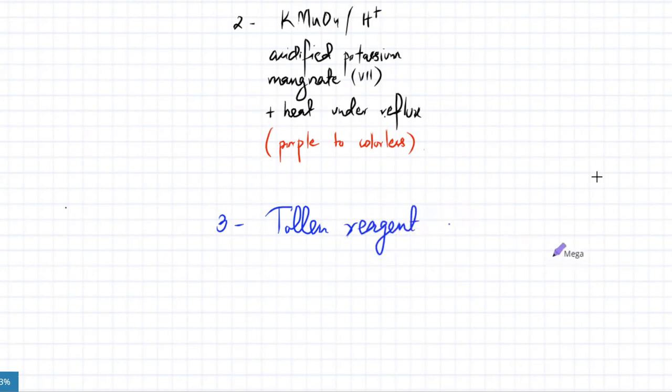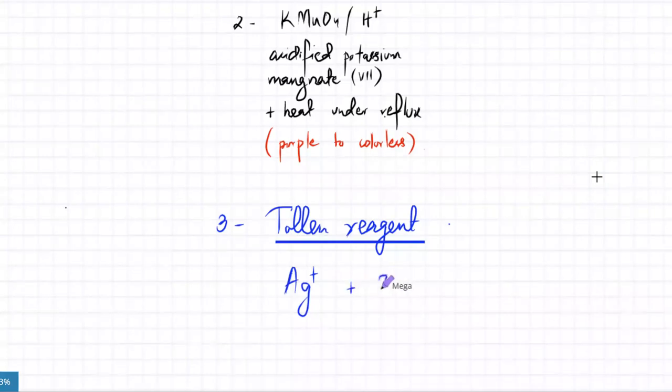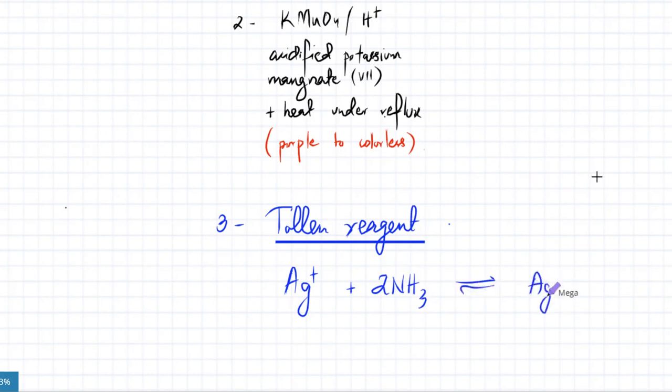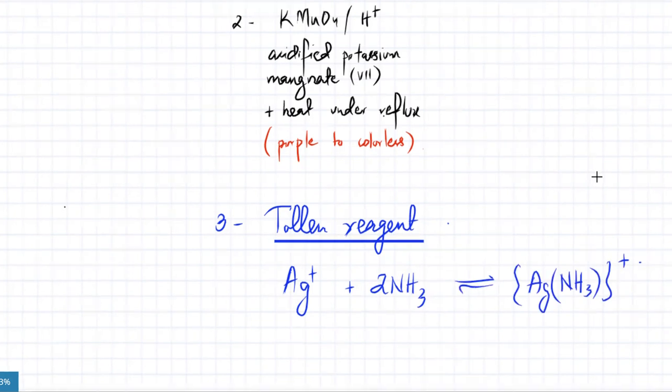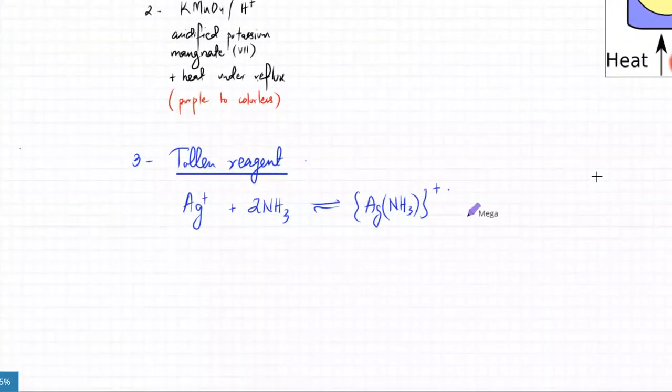Now, Tollens reagent is basically silver ions dissolved in ammonia. If you put AgCl and dissolve it in ammonia, this is what you're going to get. You're going to get a Tollens reagent, which is going to be Ag plus, and two NH3s would be surrounding the Ag ions, and it would have a plus one charge. So that's Tollens reagent. Anyways, that's an oxidizing agent.